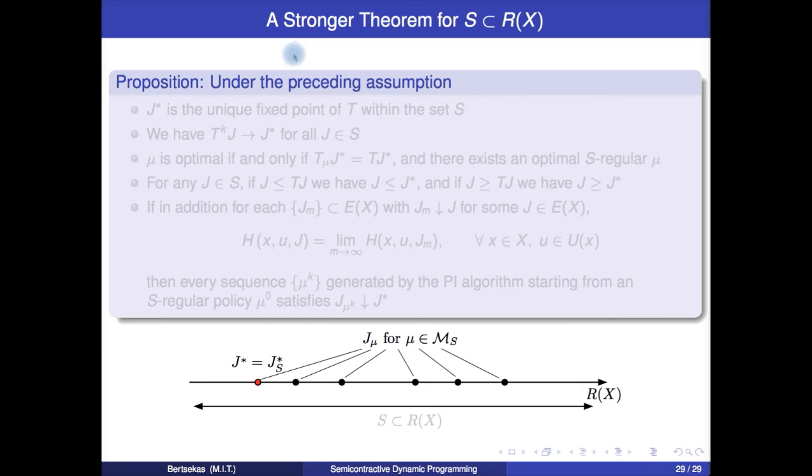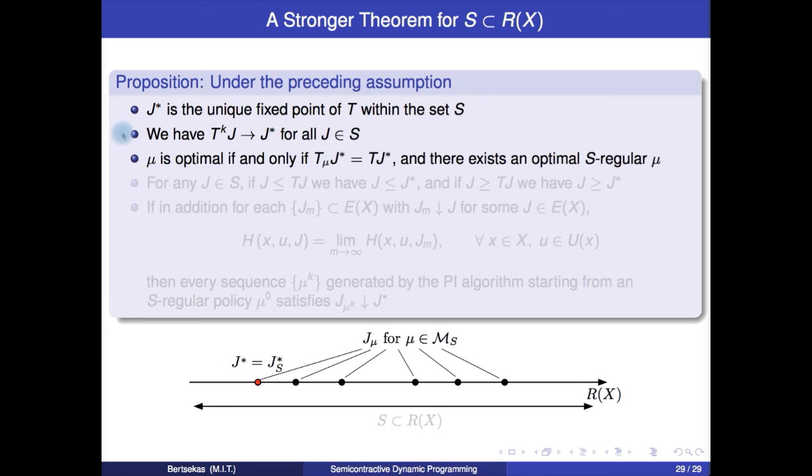Now let us state a stronger theorem for the case where S consists of real valued functions. Under the assumptions of the preceding slide, the assumption with the many different conditions, we have the following. J star is the unique fixed point of T within the set S. Value iteration converges to J star starting from any J in S. We have a necessary and sufficient condition for optimality: mu is optimal if and only if it attains the minimum in Bellman's equation. Moreover, there exists at least one optimal S-regular policy. This is a consequence of the compactness condition, which guarantees that the minimum in Bellman's equation is attained.